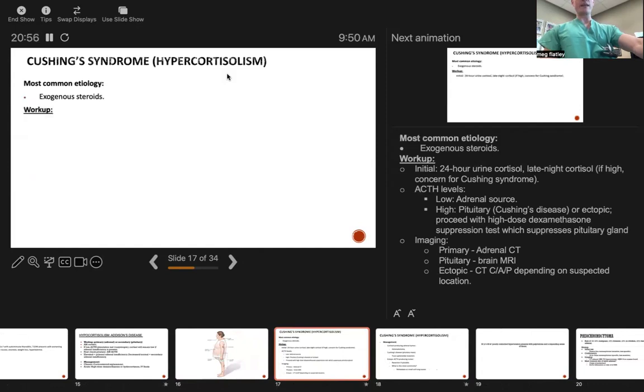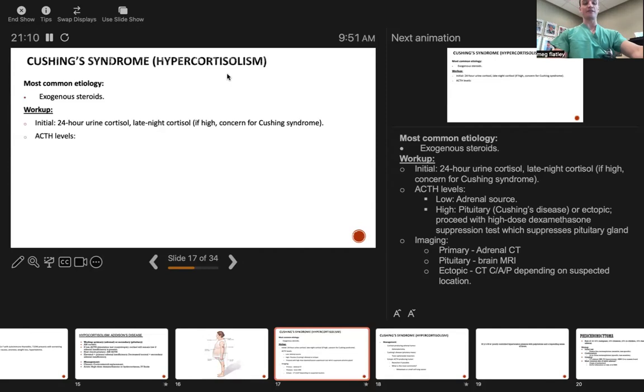And then what else are you going to evaluate for? Your ACTH levels. It's literally just like our previous discussion. You want to make sure that there's not something from a pituitary source versus just an adrenal source. You send an ACTH level; if it's low, it's an adrenal source, if it's high... So what if you have a high ACTH level? What two different things could that be?